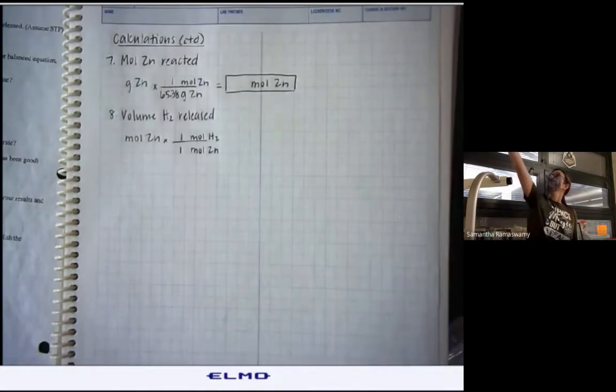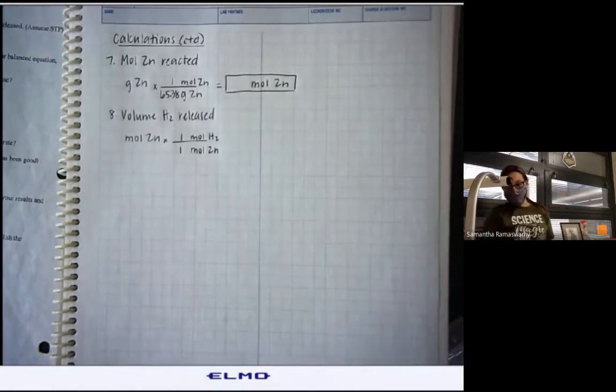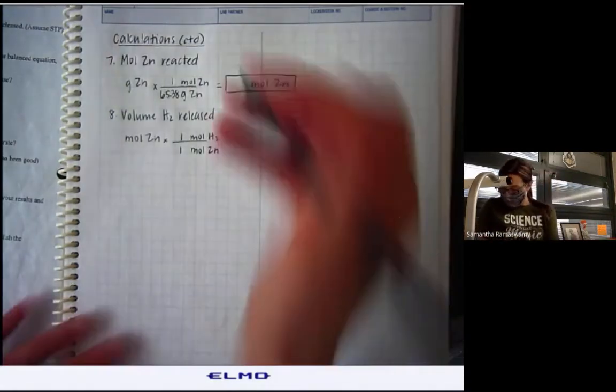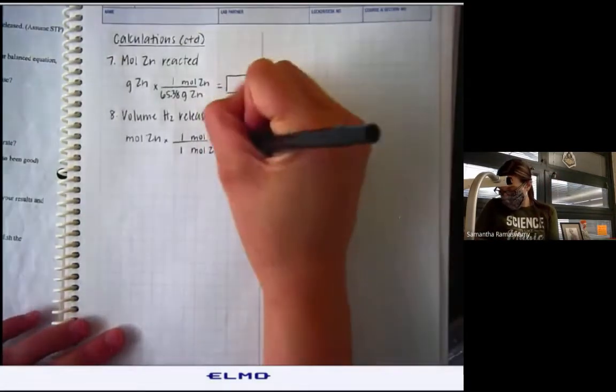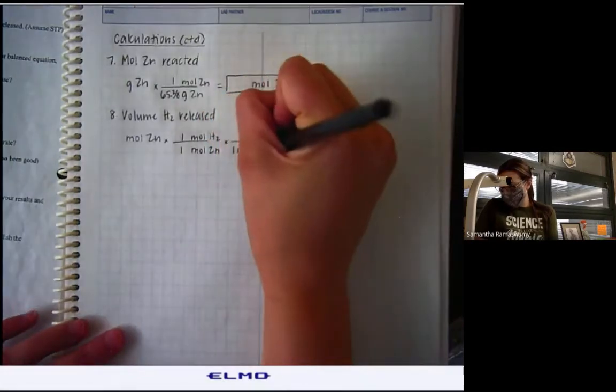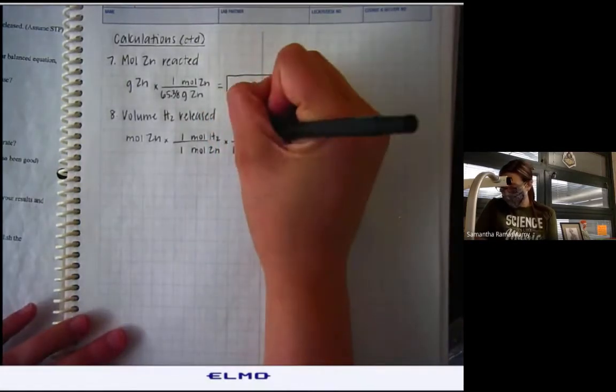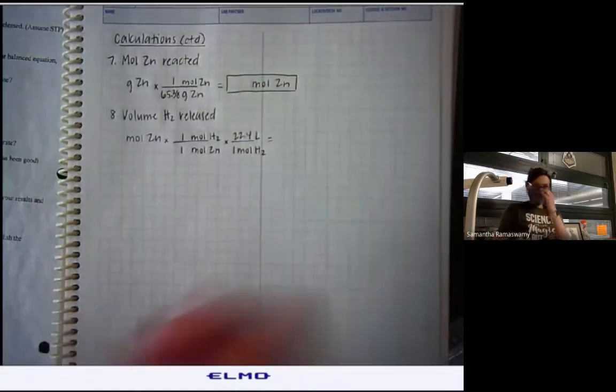Now up here, right above me, I have this beach ball hanging. It says 1 mole equals 22.4 liters. That's molar volume. I have lots of fun things around the room that actually help you out. Molar volume is one of them. Now we can only use molar volume at STP, which is why it says assume STP, standard temperature and pressure. So when we are at standard temperature and pressure, 1 mole of a gas, so in this case 1 mole of hydrogen, occupies 22.4 liters of space.